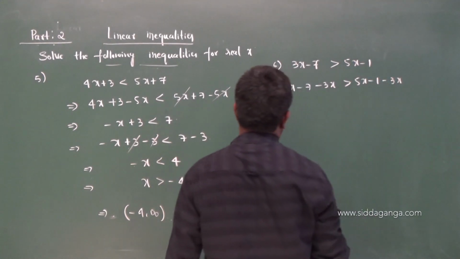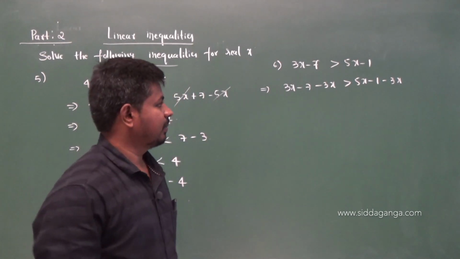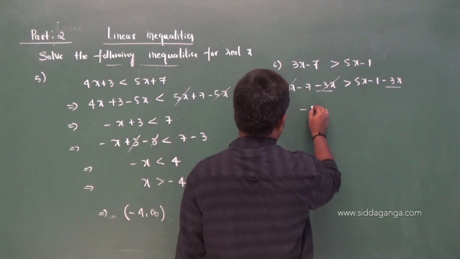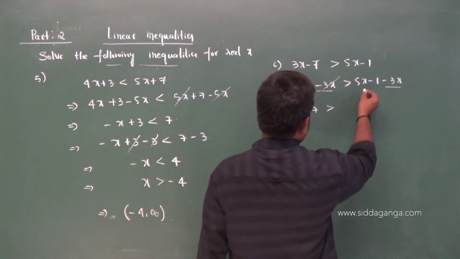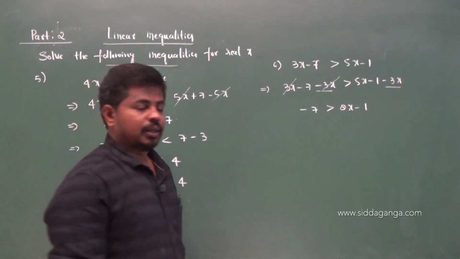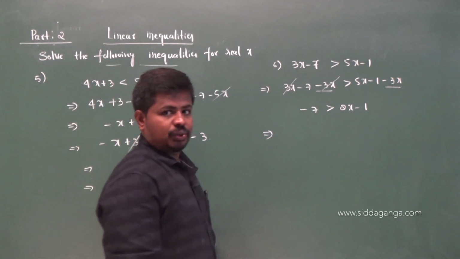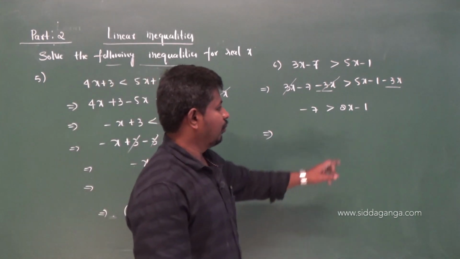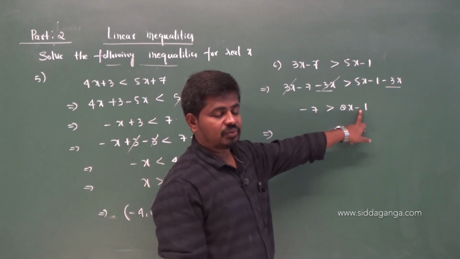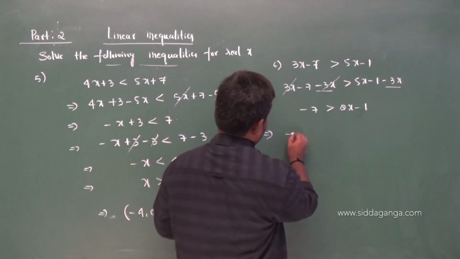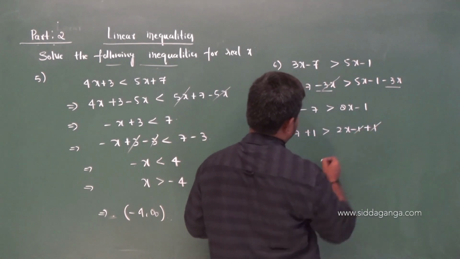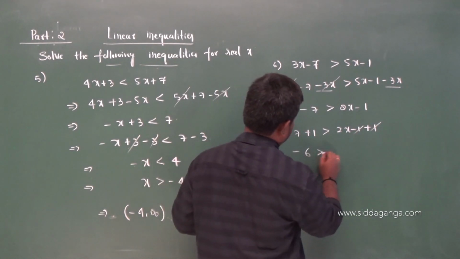An equal number can be subtracted on both sides of the inequality. So I added minus 3x on both sides. So what happens? Plus 3x minus 3x gets cancelled. You get minus 7 is greater than 5x minus 3x, that is 2x minus 1. Now, let's remove the minus 1 on the right side by adding plus 1. So 2x minus 1 plus 1. When it gets cancelled, you get minus 6 is greater than 2x.